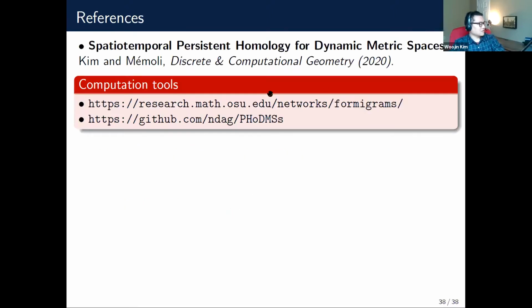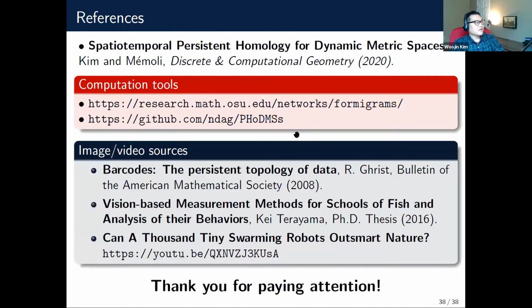You can find theoretical details from this paper, and you can find these computational experiments and code from this website. And you can find videos and images. Many images in my slides are actually coming from Robert Ghrist's paper, a nice paper. And you can find the video I showed you from this YouTube video.